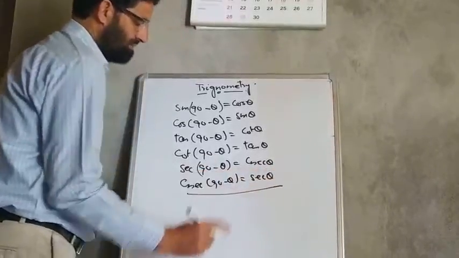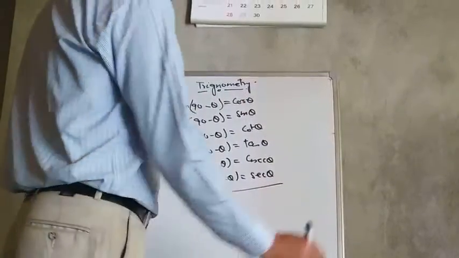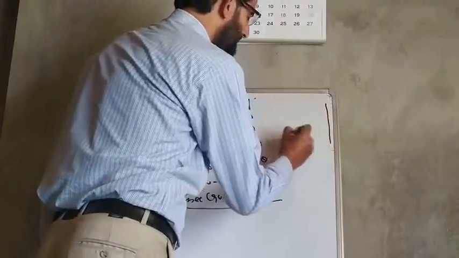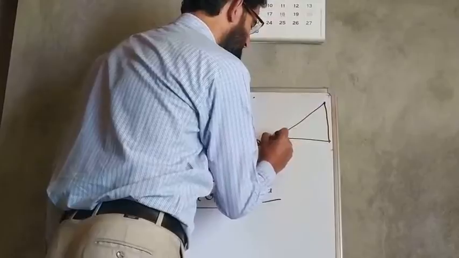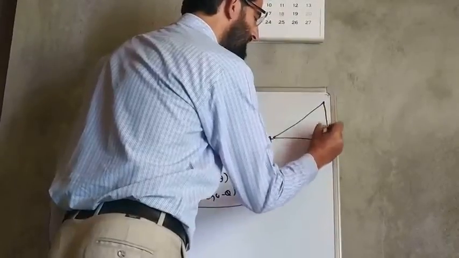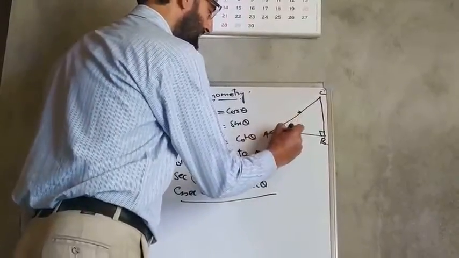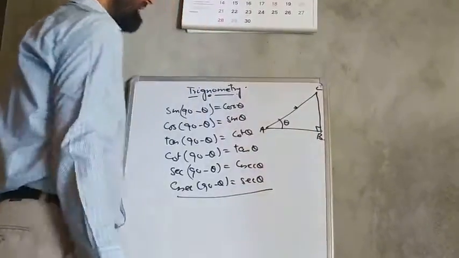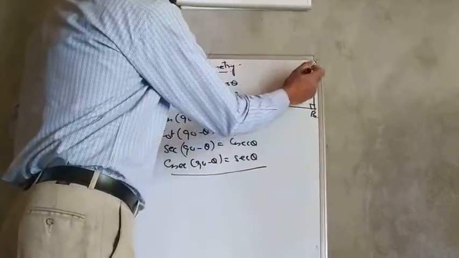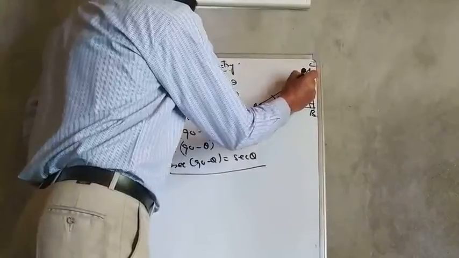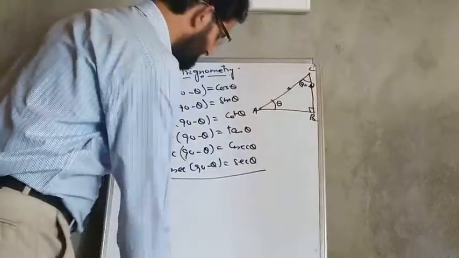Now let's prove how this is possible. Sin(90 minus theta) is cos theta. Let us draw a right angle triangle ABC, right angled at B, AC is the hypotenuse, and this angle A is theta. When this is 90 and this is theta, what is the measure of this angle C? This is obviously 90 minus theta.